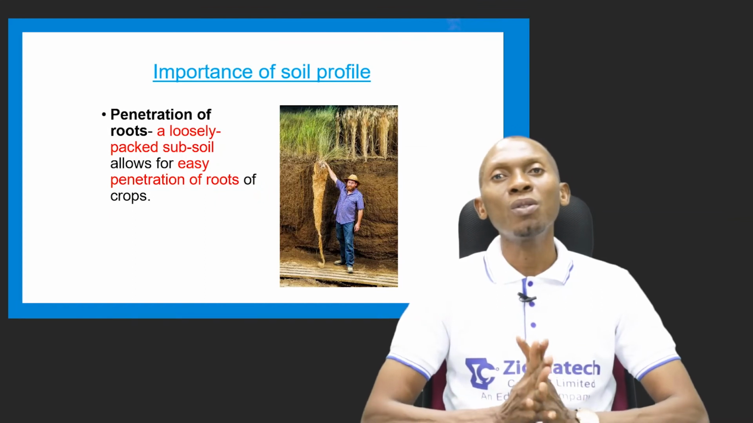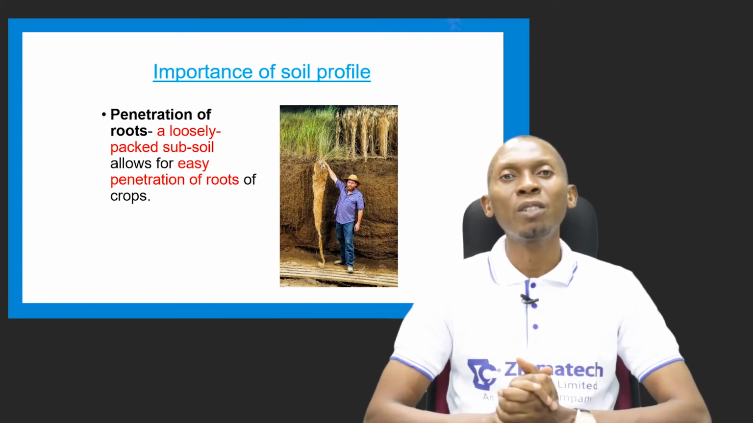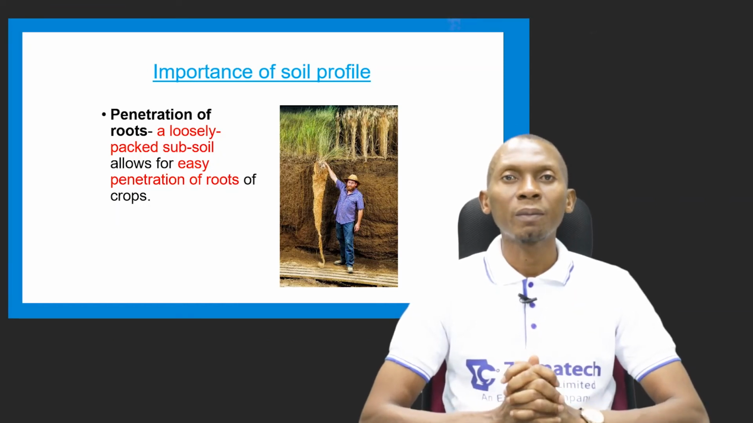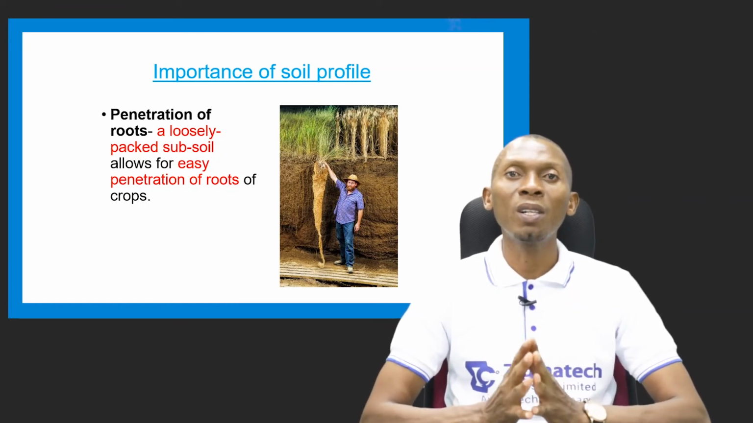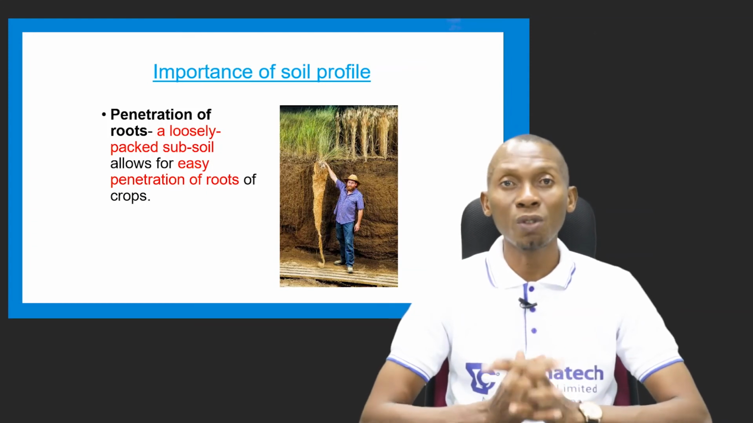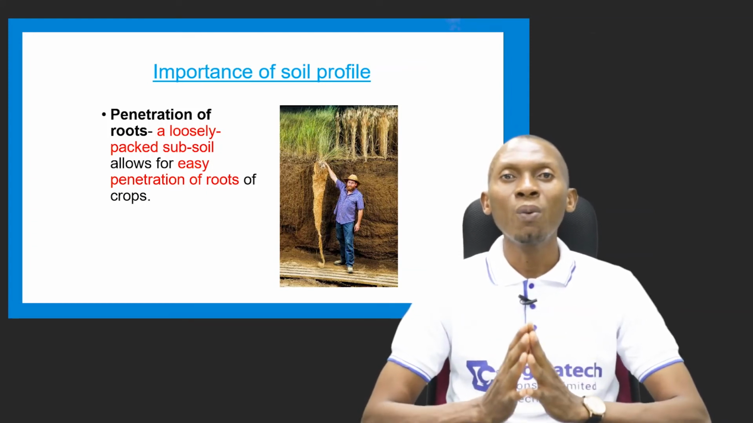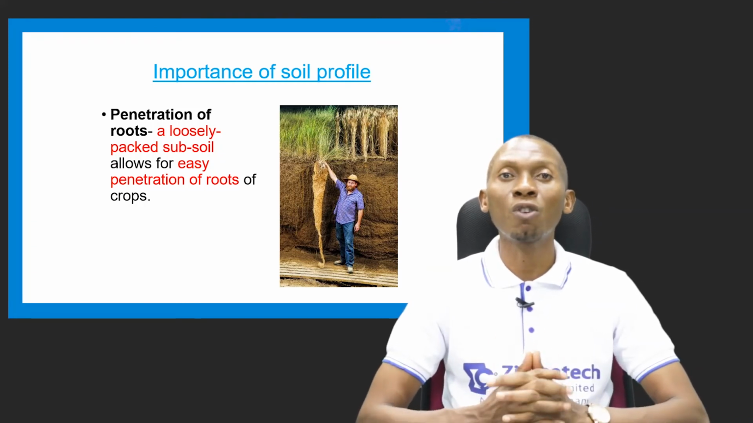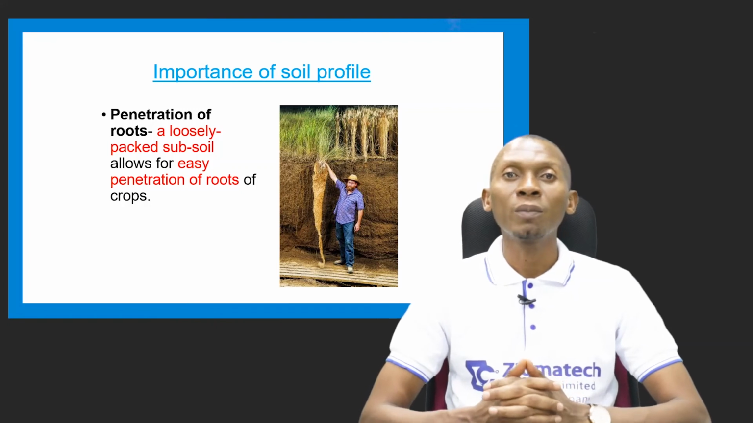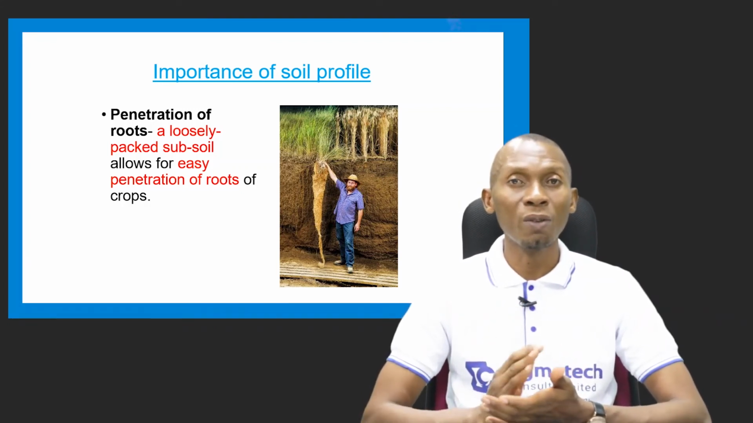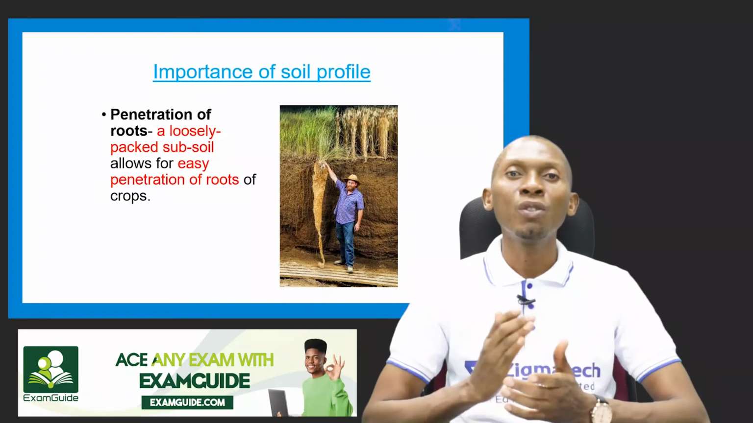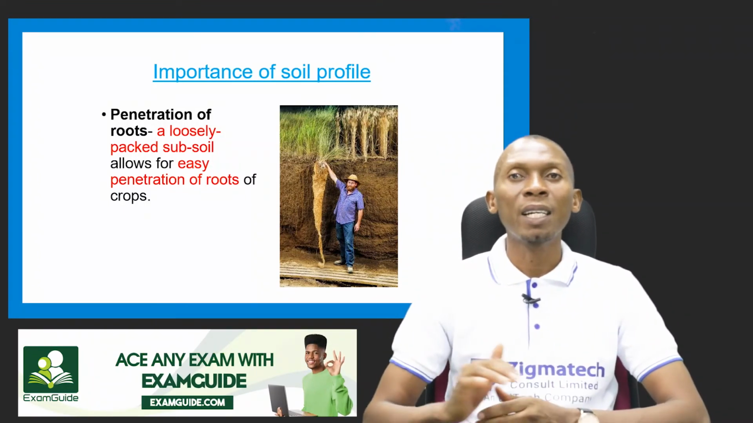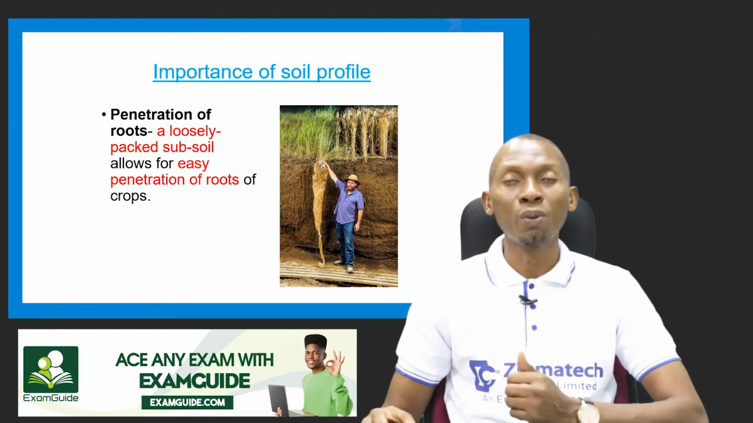So now we can also know about the penetration of roots through the soil profile. A loosely packed subsoil will always allow for easy penetration of roots of our crops. So if the subsoil, which is after the topsoil, that's the B horizon, is loosely packed, the roots of our crops can easily penetrate. So that's another importance of the soil profile.